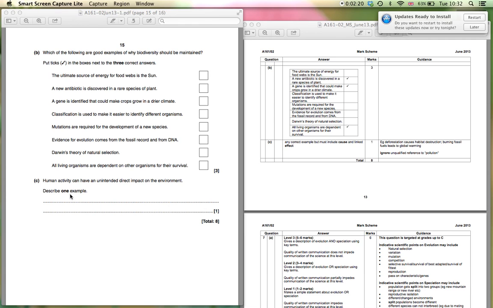But for example, you could say using too many fertilisers on fields produces pollution in water sources, which can reduce biodiversity in rivers and streams, and that would get the mark. So you have to describe by using not only the cause of the direct impact on the environment, but the effect on, for example, other organisms.